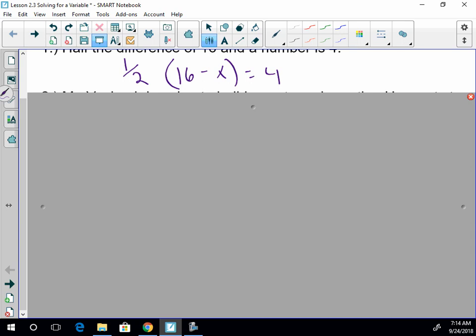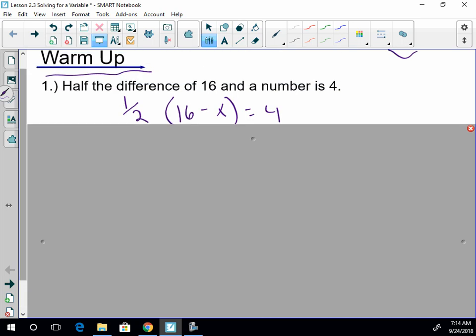All right, you should have had some time to finish that up. Let's talk about the first one. It says half the difference of 16 and a number is 4. All right, so as I'm looking at this, it says half the. We could also add in the word of. Half of the, and we know of means multiply. So I know I'm taking half of something. It doesn't tell me a number afterward. It gives me an operation, which means I'm going to have parentheses here.